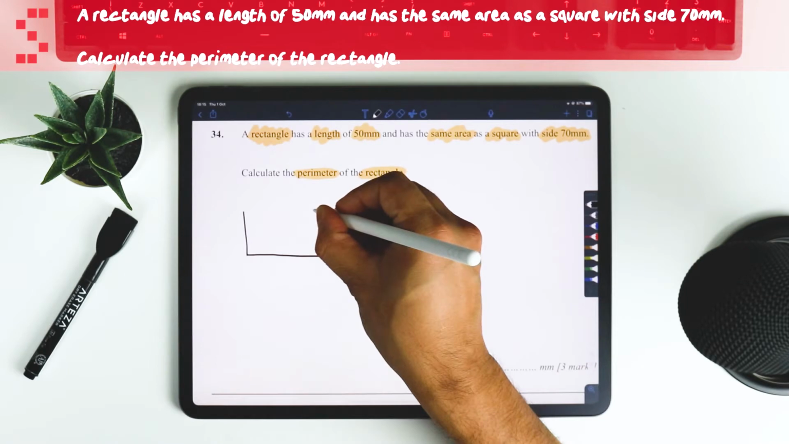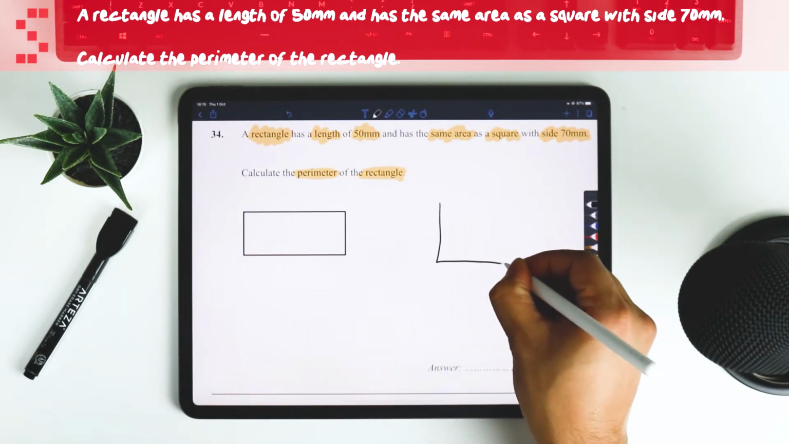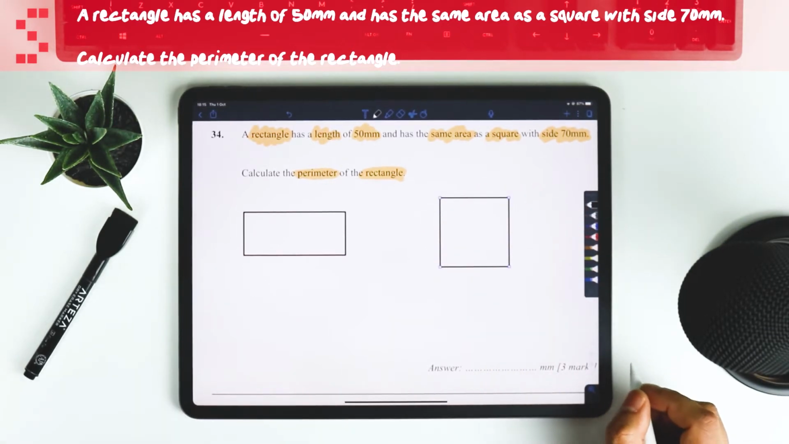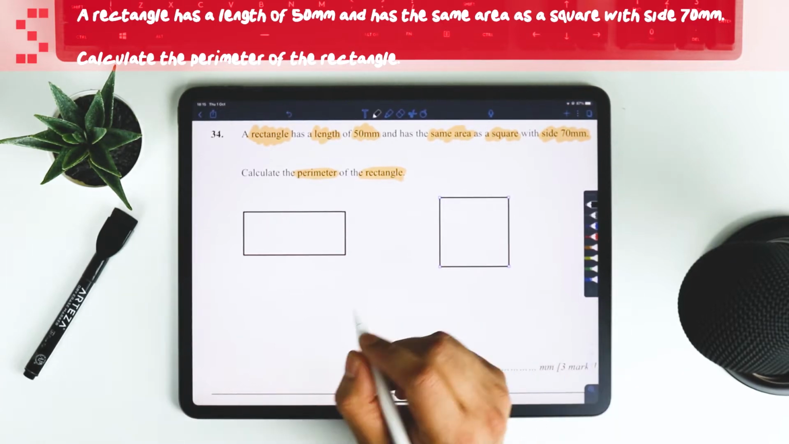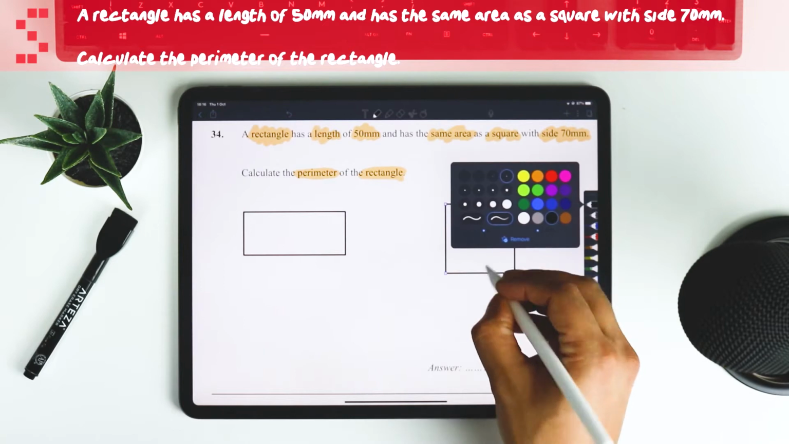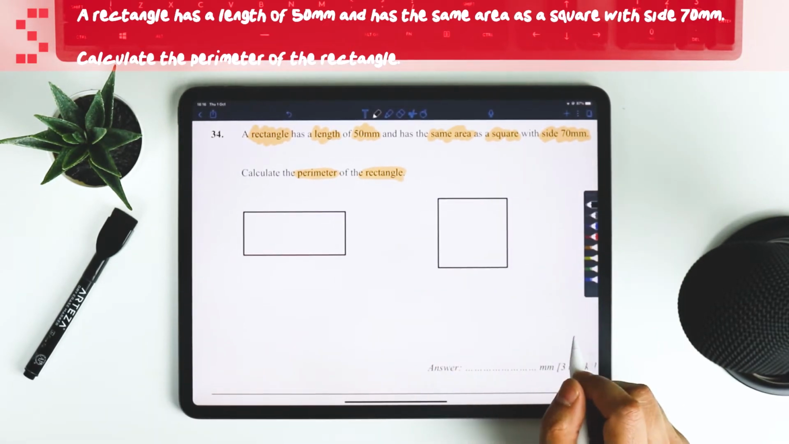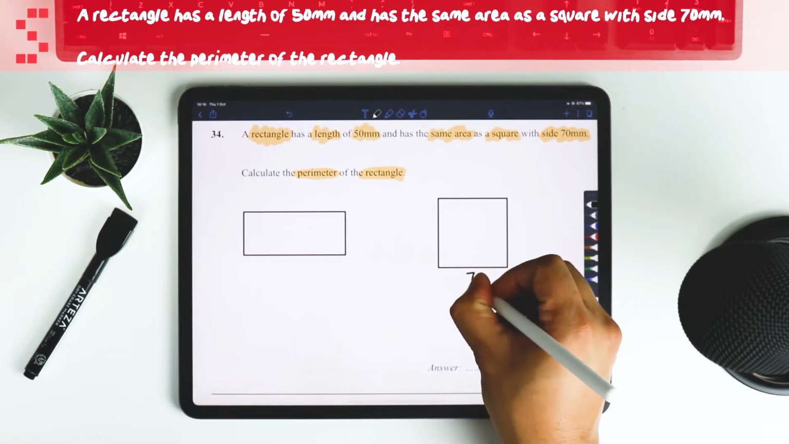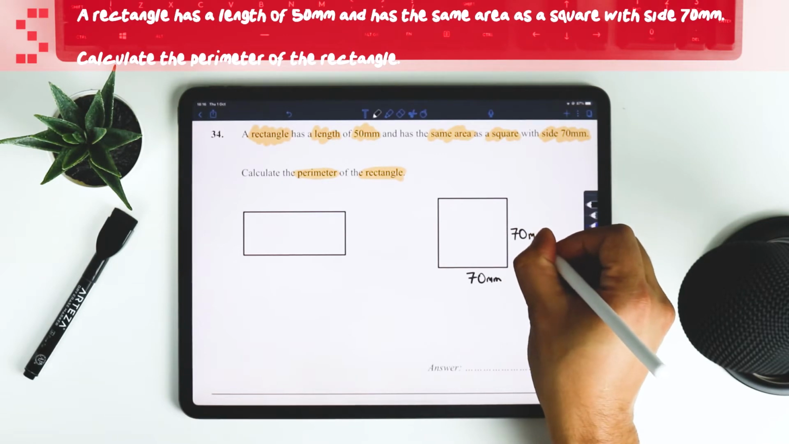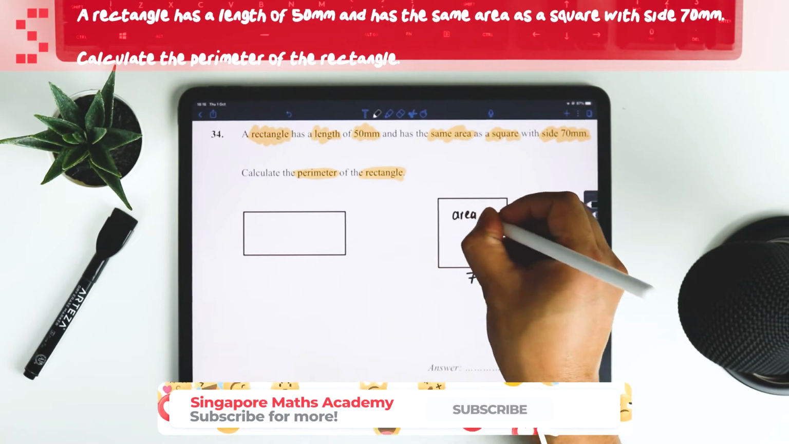We draw out a rectangle like so, and we draw out a square like so, and we have a square and a rectangle. We know that the square has a side of 70 millimeters. We know that the square has side length 70 millimeters, and the properties of a square means that all the lengths are 70 millimeters, which helps us because now we're already one step ahead.